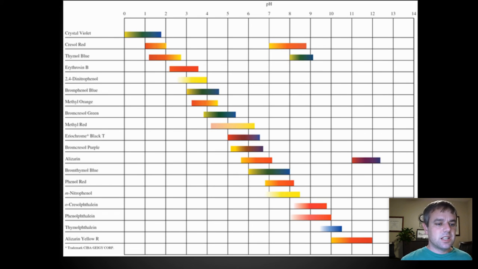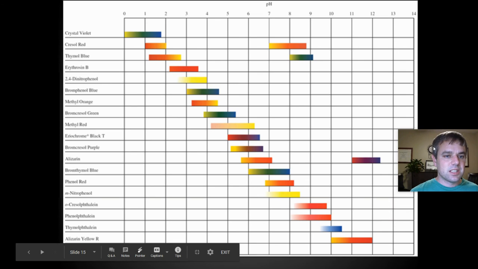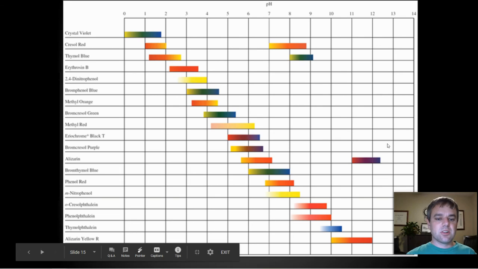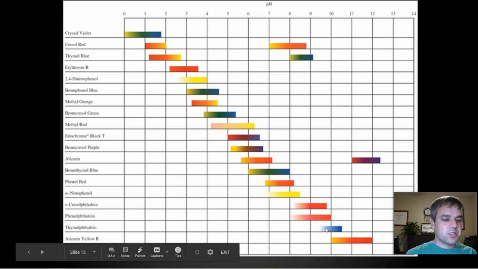So here is that chart that I referenced. It's on the last slide of the PowerPoint. It shows the different color changes. Phenolphthalein goes from colorless to pink as you go towards a pH of 9. Now, what's interesting, and it doesn't show it on this graph, is that as you go to a pH of 14, it actually turns colorless again, because phenolphthalein is a diprotic acid, and you can lose the second hydrogen and it turns clear. Thymolphthalein goes from clear to blue over a similar pH range.